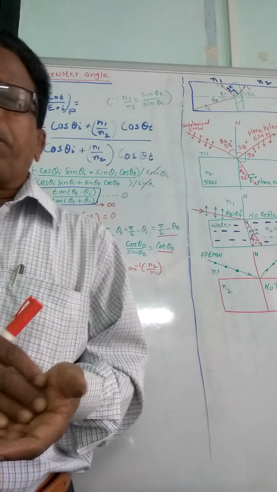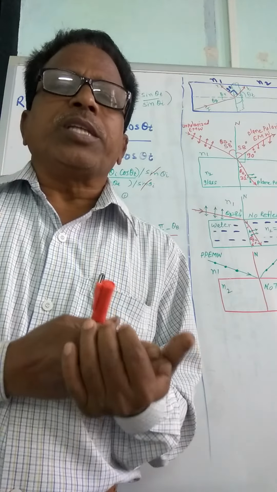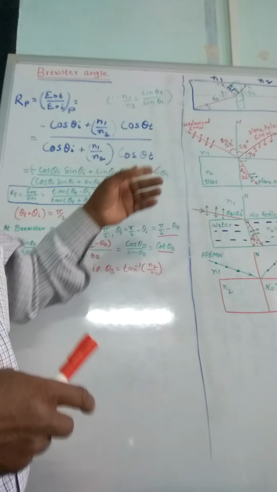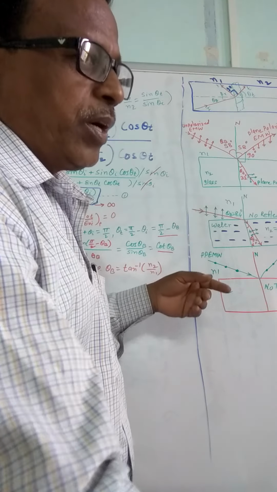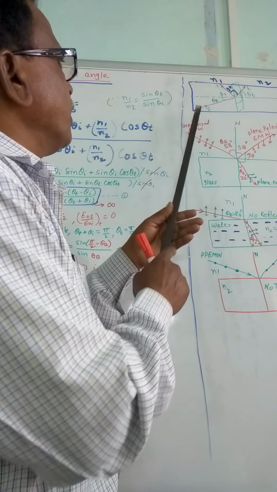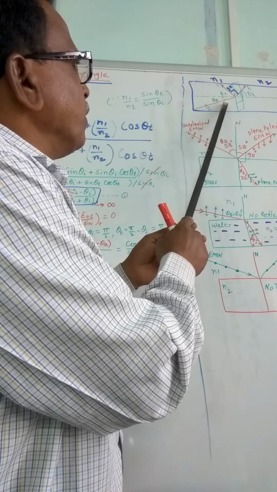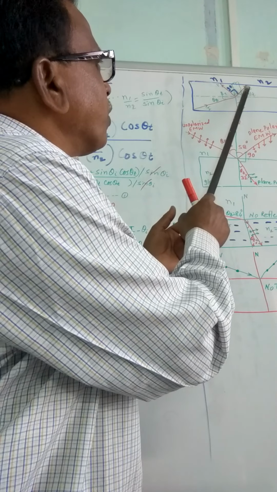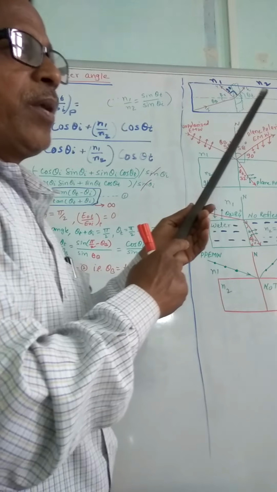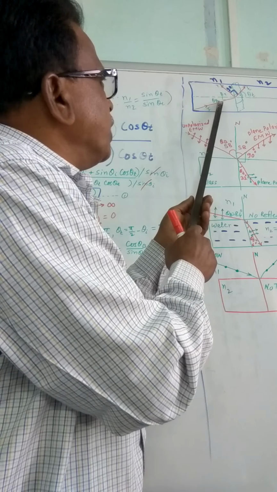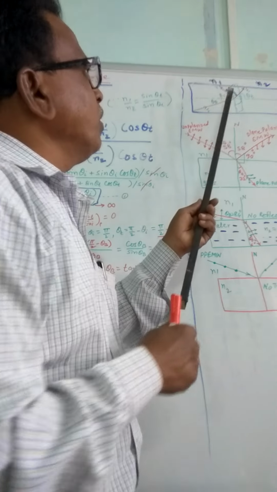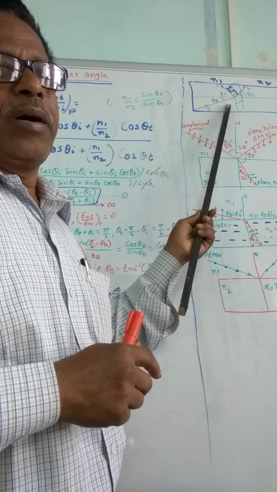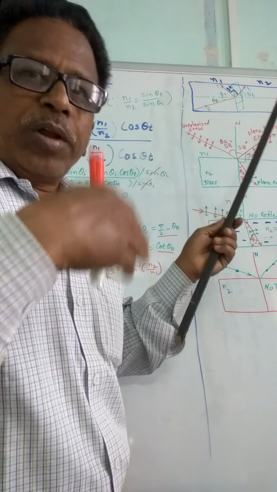Okay, so this is about the Brewster angle. That means we can say it is a particular angle of incidence for which the whole energy gets transferred into the second medium, and that angle of incidence is called the Brewster angle, or sometimes the polarizing angle.